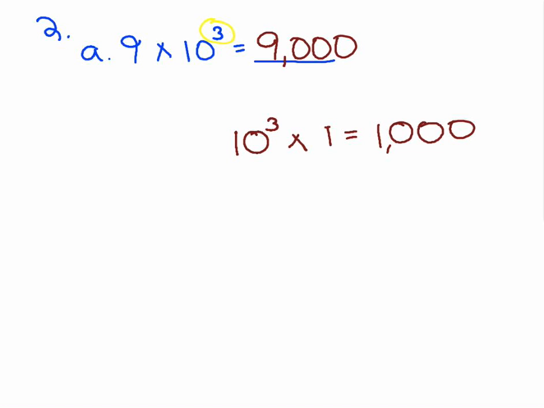So when you have a number times 10 to the power of 3, what do you think you're going to do? What are you going to do with that problem? Yes. Or you can just look at it and say, oh, any number times 1 is itself, right? So if I were looking at this, I would just say, okay, I have 9, and I'm putting 3 zeros behind it. So 9 times 10 to the power of 3 is 9,000.